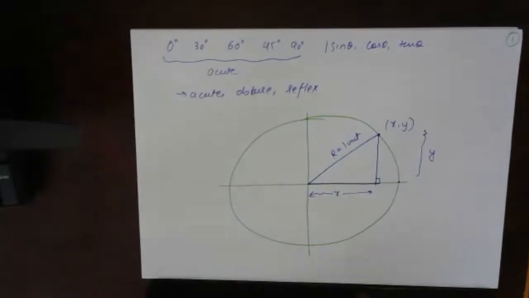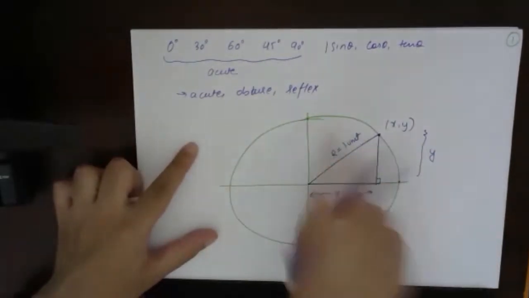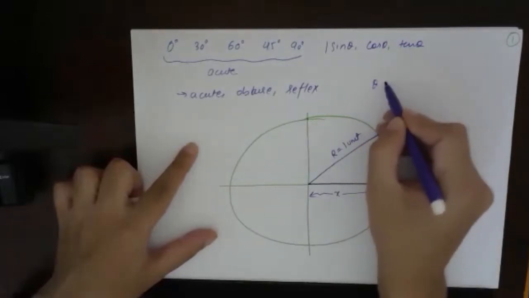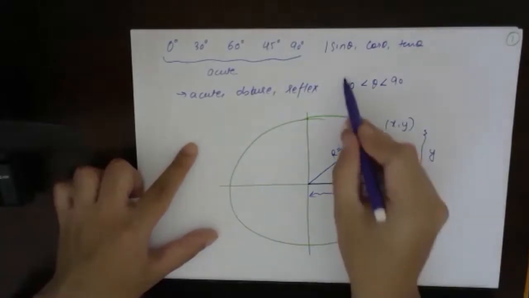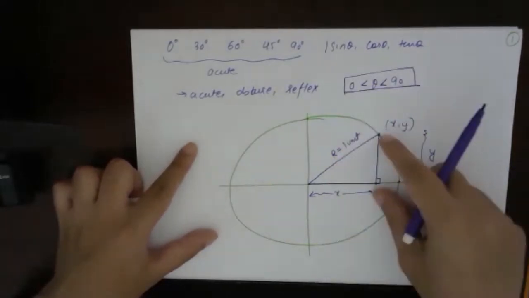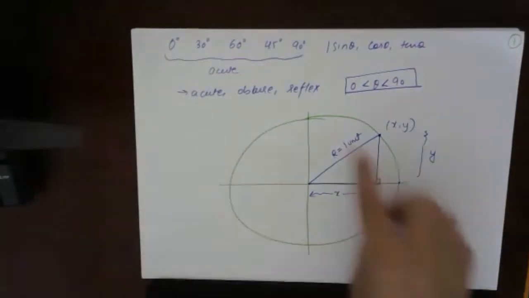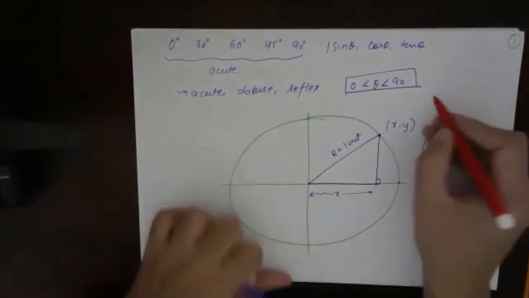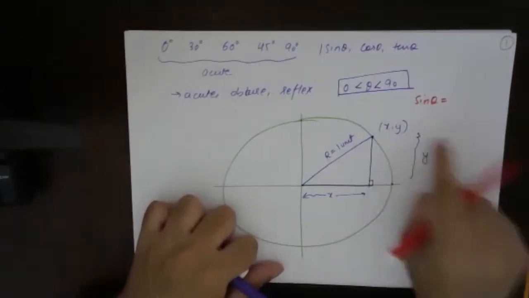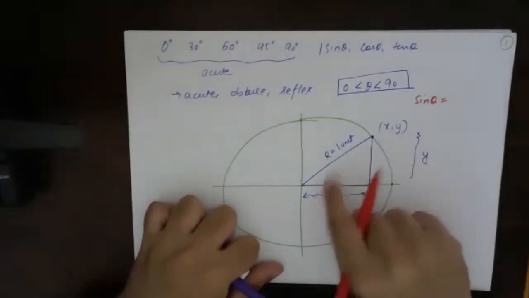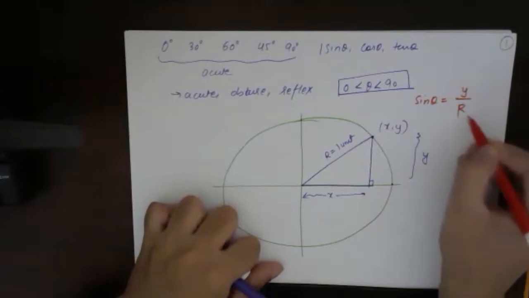If I write the trigonometric ratios for angle theta greater than 0 and less than 90, this is height, this is base, right? So in this first quadrant, sine of theta will be equal to y upon r.